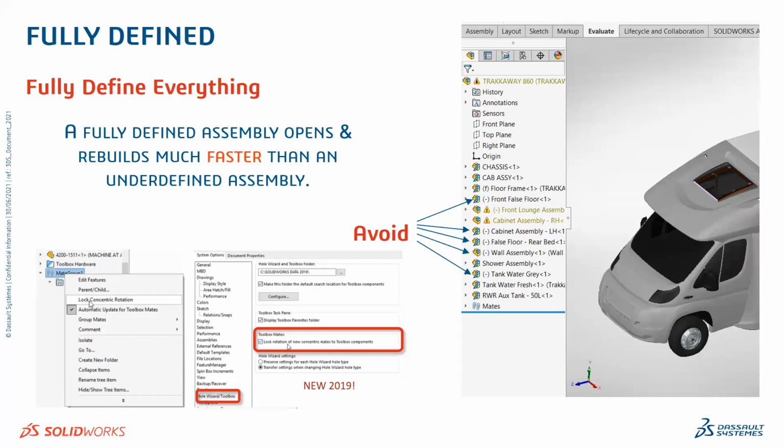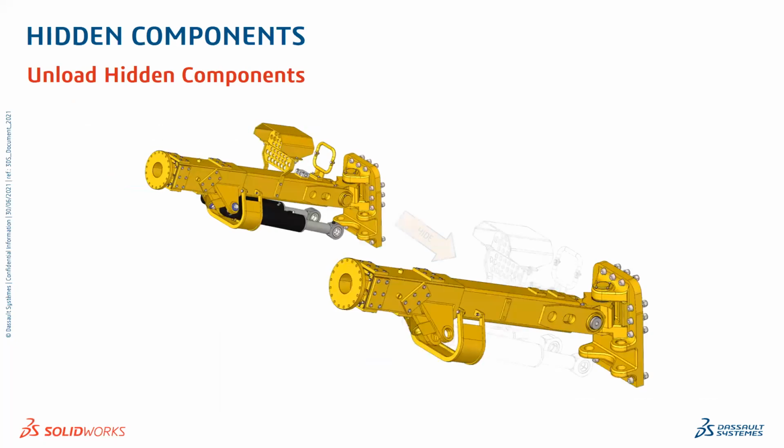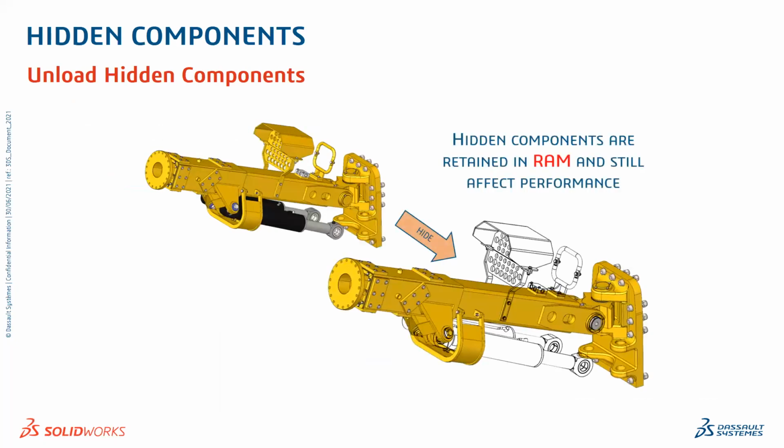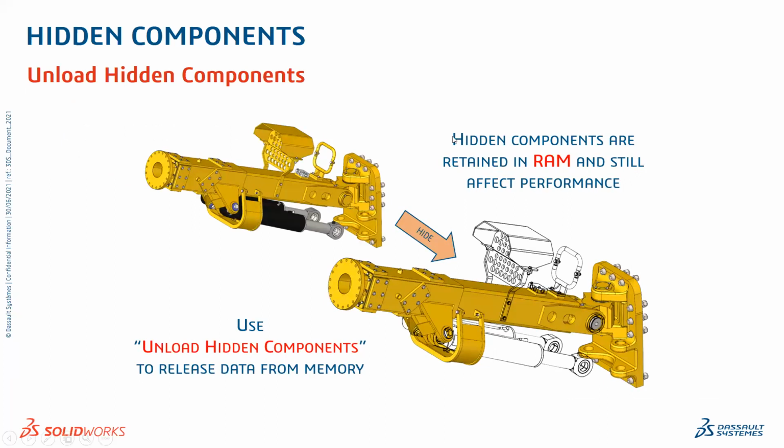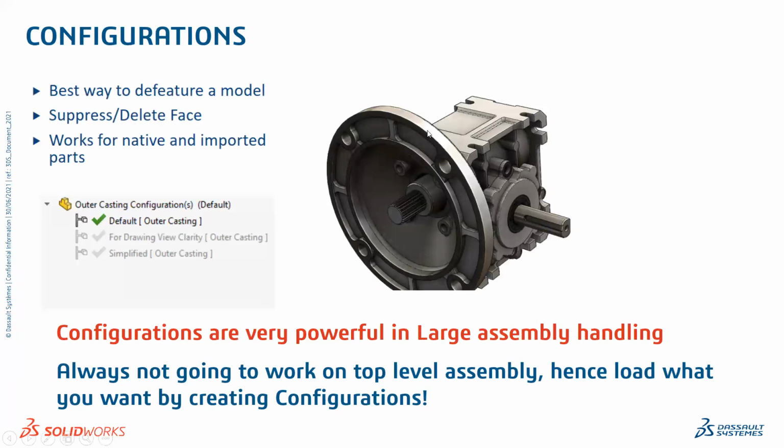So a fully defined assembly opens and rebuilds much faster than an underdefined assembly, as we talked about. Unload the hidden components. When you are hiding components, you can use a command in SolidWorks. You can unload the hidden components to perform faster operations.